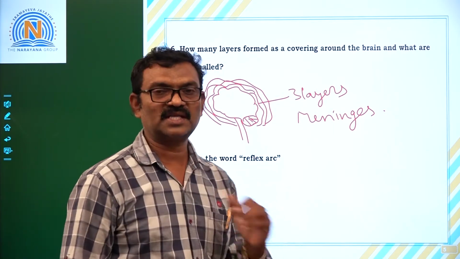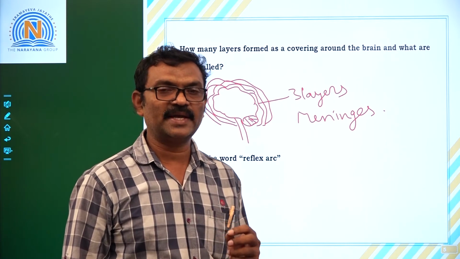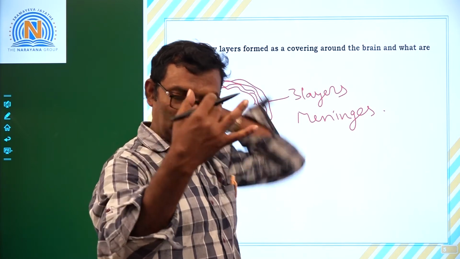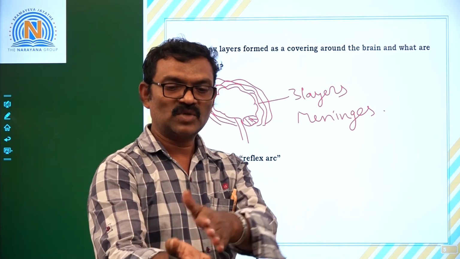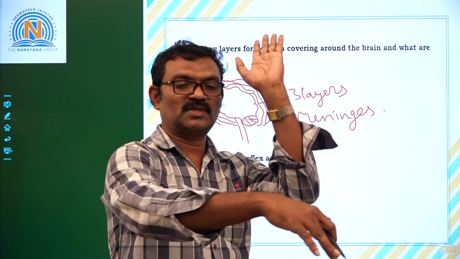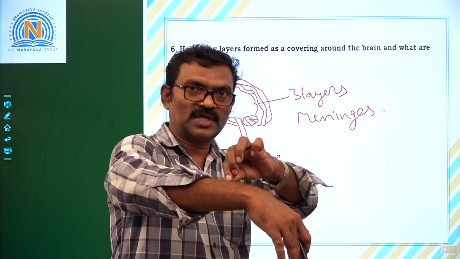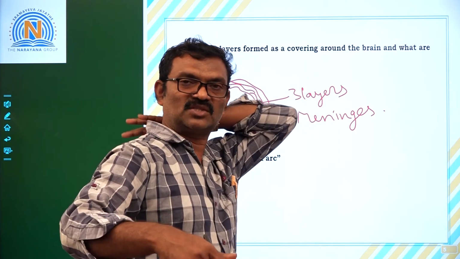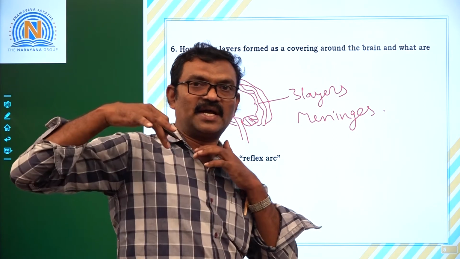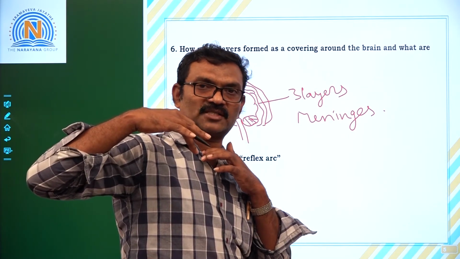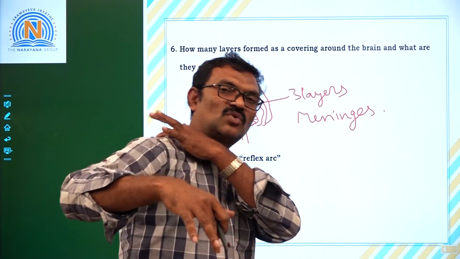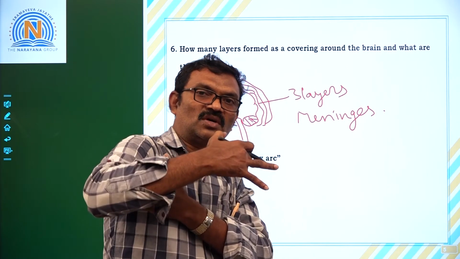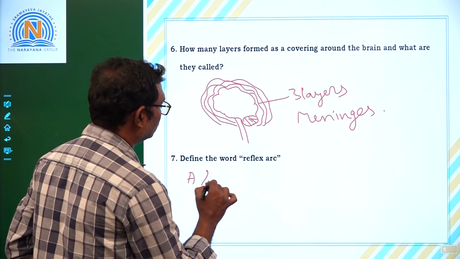Define the word reflex arc. What is a reflex arc? A single pathway going up to the spinal cord from detectors and going back to effectors. Suppose somebody pinched me like this. This sense is going to the spinal cord, and immediately I will try to take back my hand. It is called a response. That means the stimulus is going to the spinal cord and going back to the effectors and we show response.